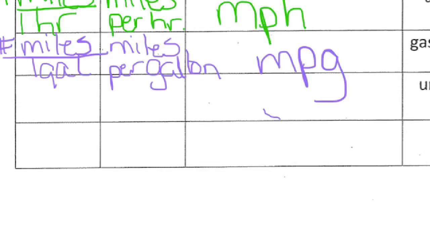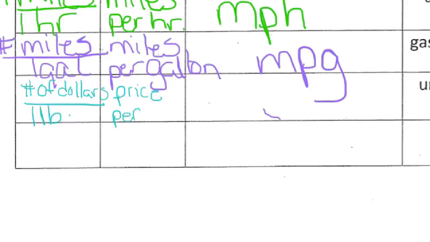Okay, another very common unit rate is the number of dollars per pound, for 1 pound. Okay, that's called our price per pound. Obviously this is important when you're going grocery shopping or comparing prices.